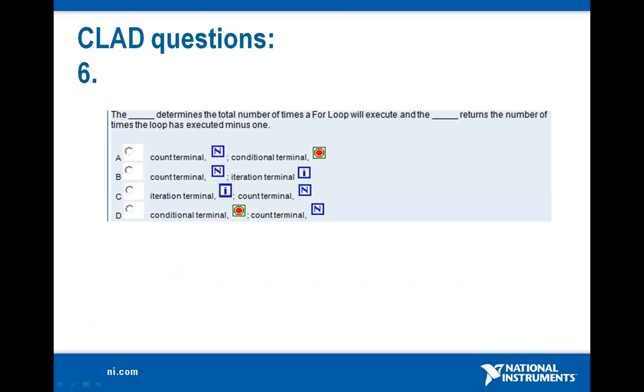Next question is a fill in the blanks question. The blank determines the total number of times a for loop will execute, and the blank returns the number of times the for loop has executed minus 1. Option A, count terminal and condition terminal. Option B, count terminal and iteration terminal. Option C, iteration terminal and count terminal. Option D, conditional terminal and count terminal.